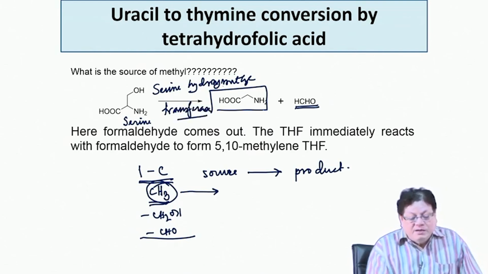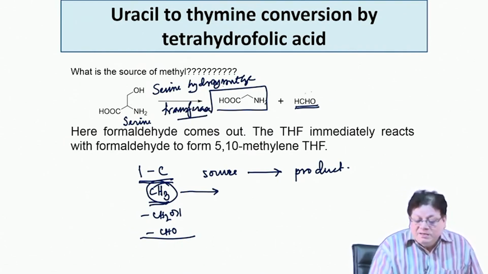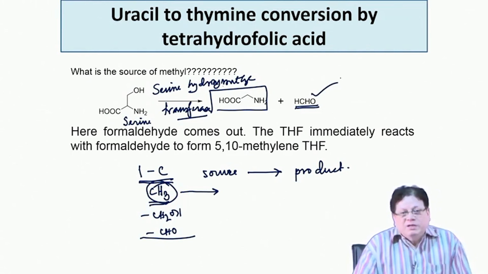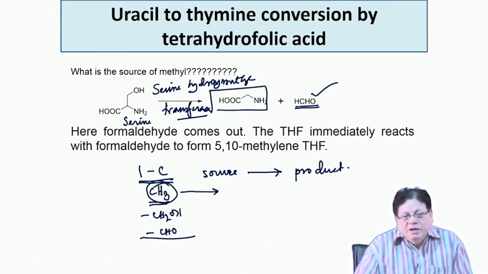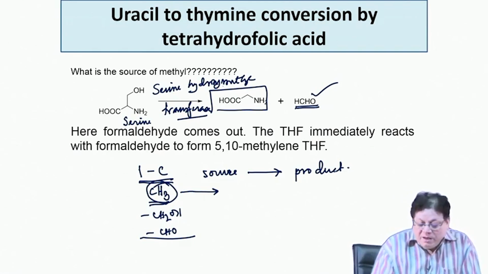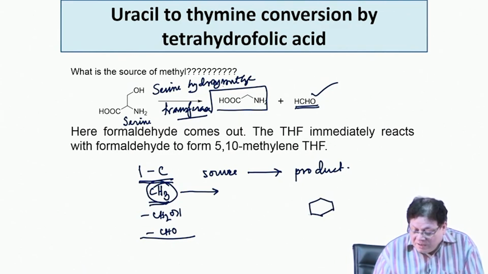So, the reaction that it catalyzes is serine converted to glycine and formaldehyde. But this formaldehyde, you know, is very toxic. If formaldehyde is generated in the body, unless it reacts with something, it remains toxic. So, what happens is that you have this tetrahydrofolate. I just write the structure.